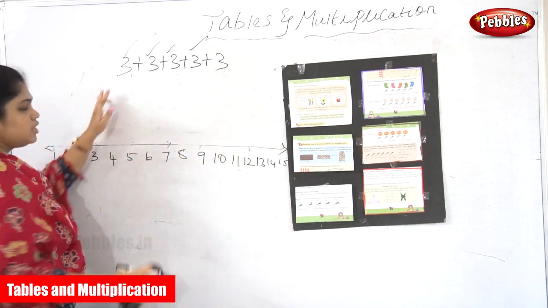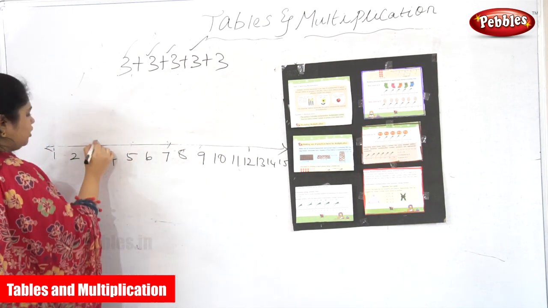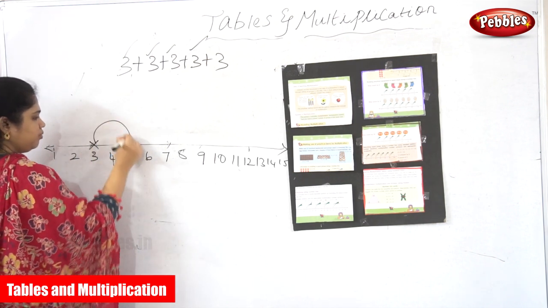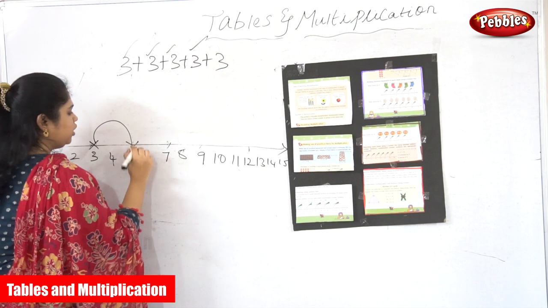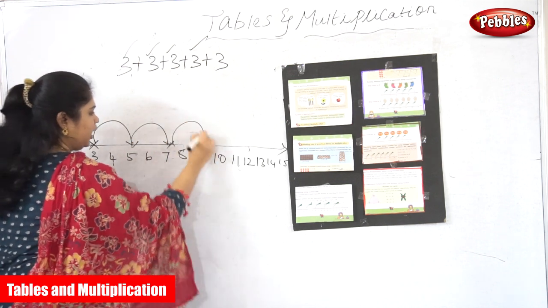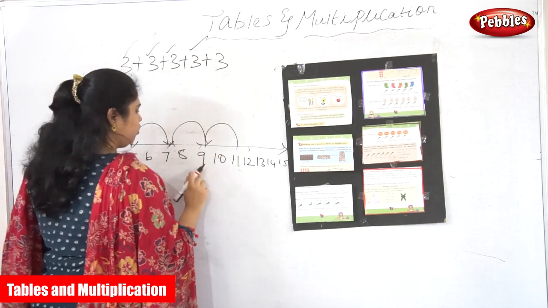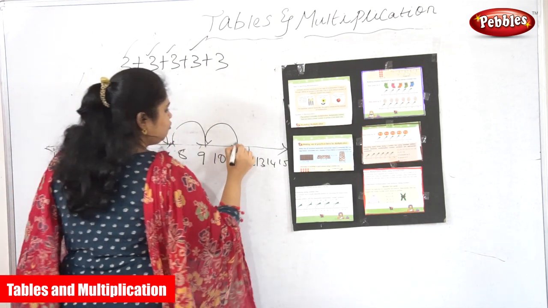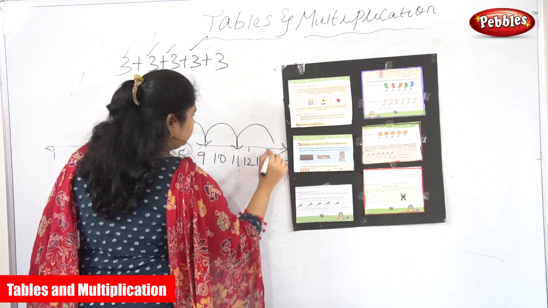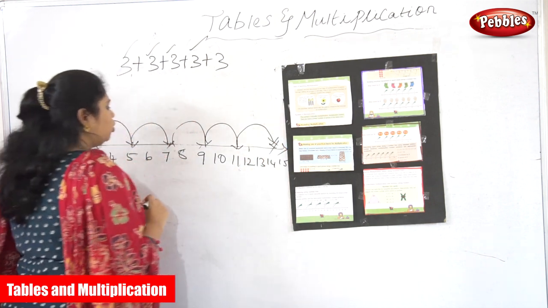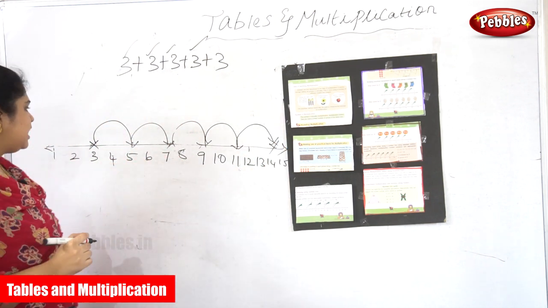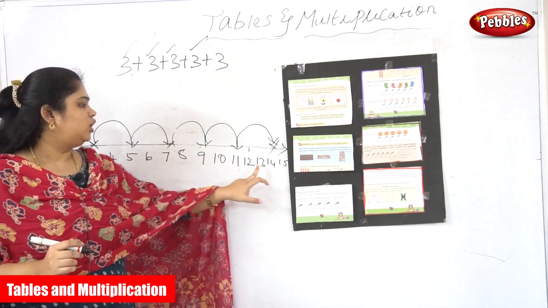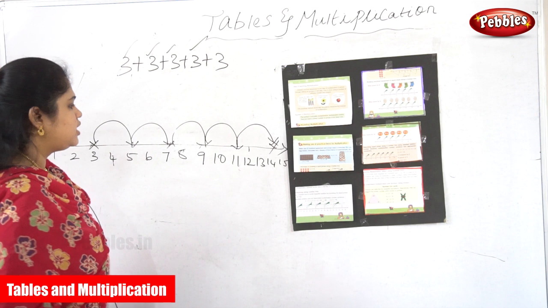So this is the 3. Sorry, I have to start from the 3. 3, 1, 2, 3. 1, 2, 3. Again 3. Again 3. 1, 2, 3. 1, 2, 3, 4. I have finished at 4. Last one, 5. 1, 2, 3. So totally 15 is the answer. 1, 2, 3. 1, 2, 3. 1, 2, 3, isn't it? So 15 is the answer.